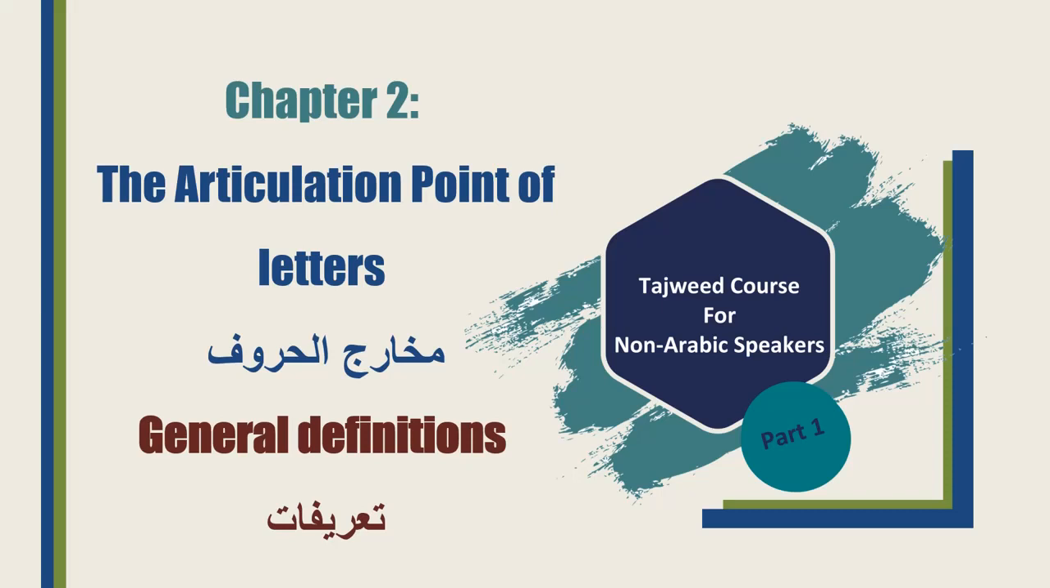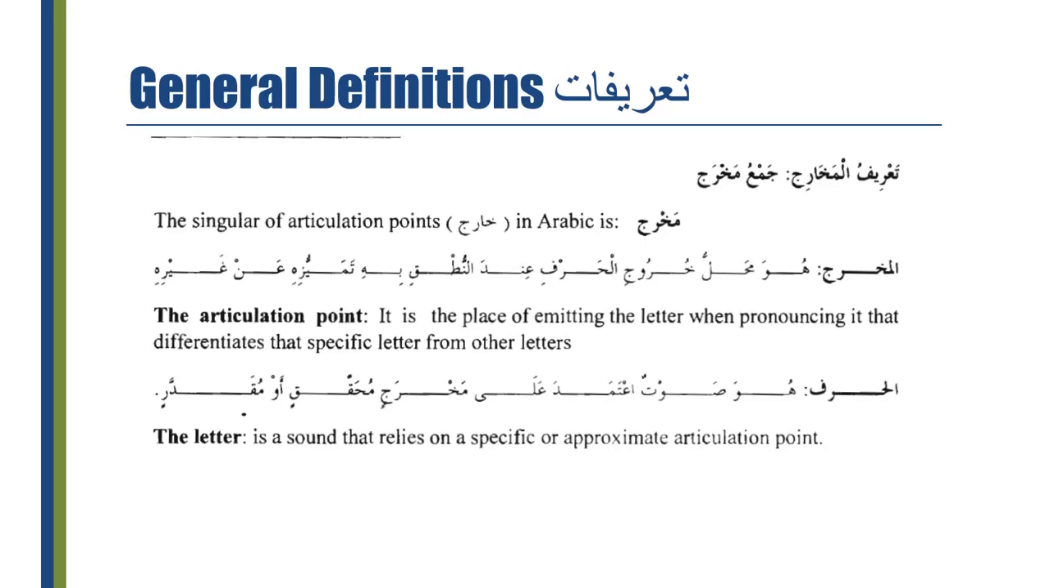Today we are going to start with chapter 2, and here the action starts. In this chapter we are going to discuss the articulation point of letters, or what we call in Arabic, مخارج الحروف. Okay, and in today's video we're just going to take a general introduction and definitions of the مخارج. Ready? Let's start. At the beginning, the author mentions the definition of مخارج.